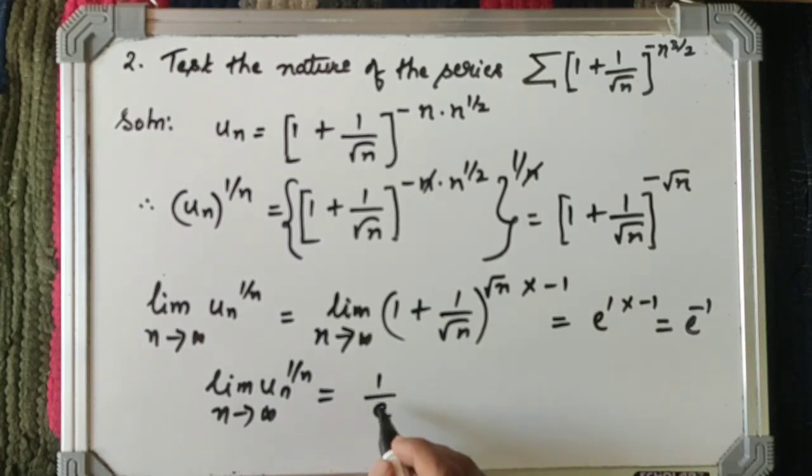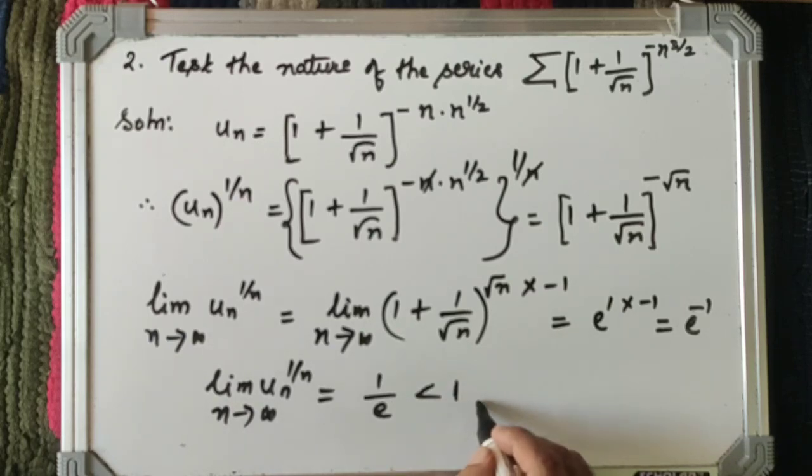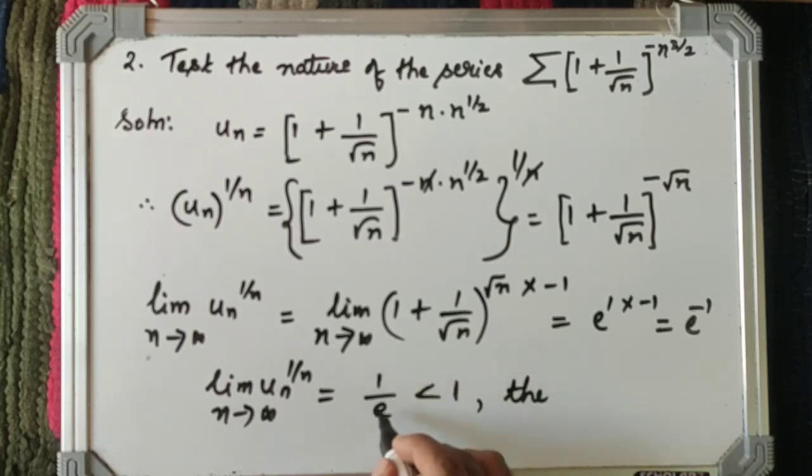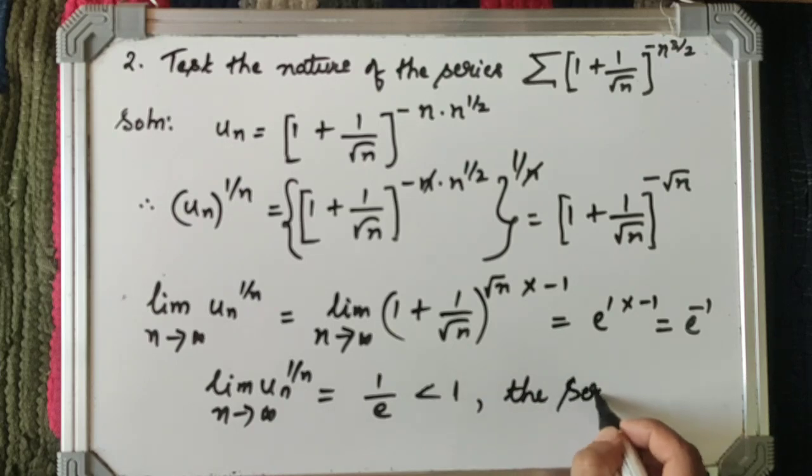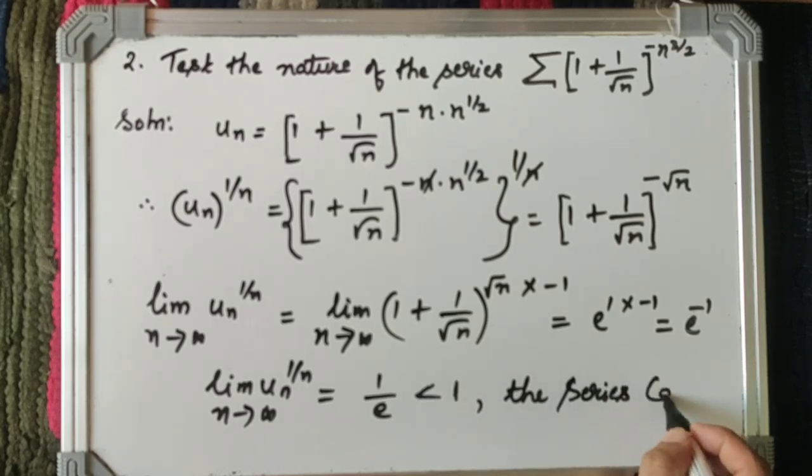So clearly 1 by e is less than 1, because e is 2.72 something. So 1 by e is definitely less than 1. So the conclusion is the series converges. This limit is L, and this L is less than 1. Therefore the conclusion is the series converges.